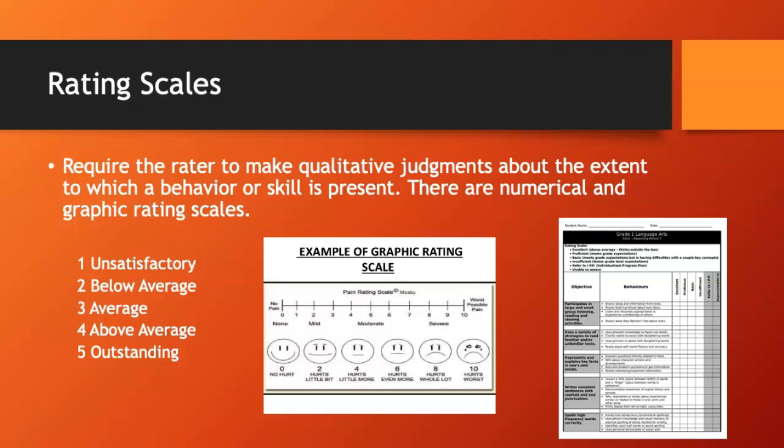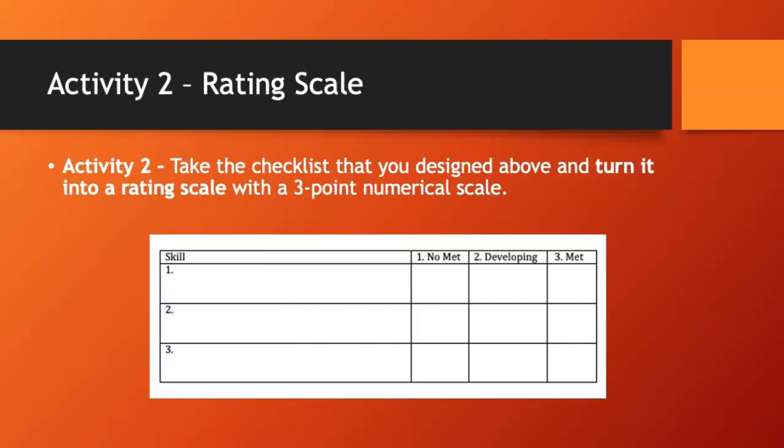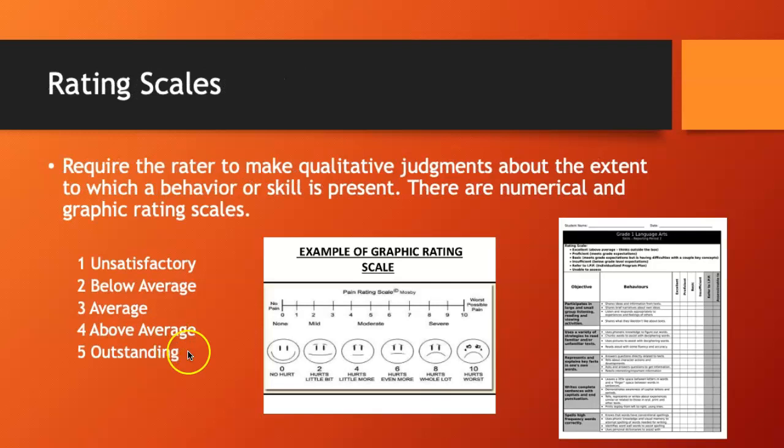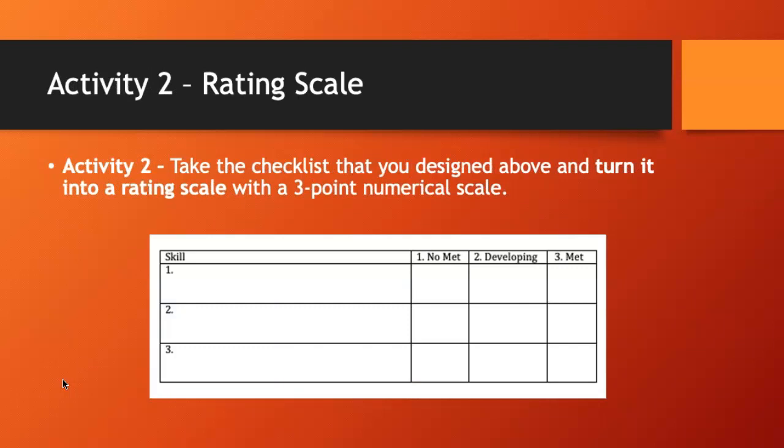Okay, so if we look at your activity sheet, activity 2 is going to be to turn your checklist into a rating scale. So you can take the same skills that you identified before in your checklist in activity 1 and now do perhaps a 3-point numerical scale. And what would it mean to not meet, develop, or meet that particular skill? You can do not met, developing, met, or you can do what we had before here, the unsatisfactory, below average, average, above average, outstanding, or any scale that you come up with. So I'm going to ask you to pause this video again and complete your rating scale, turning your checklist into a rating scale.